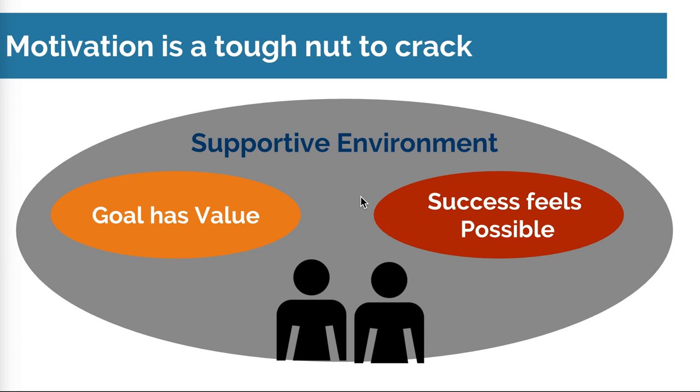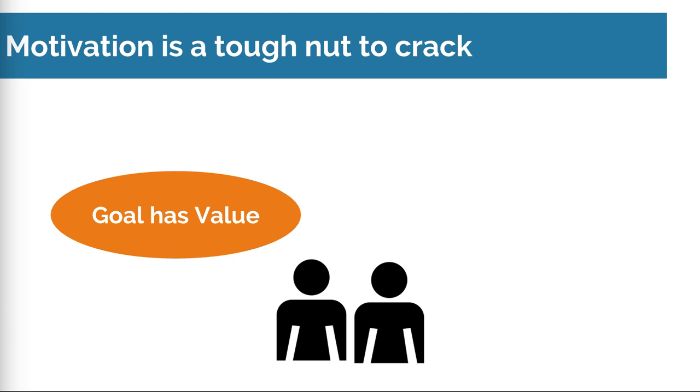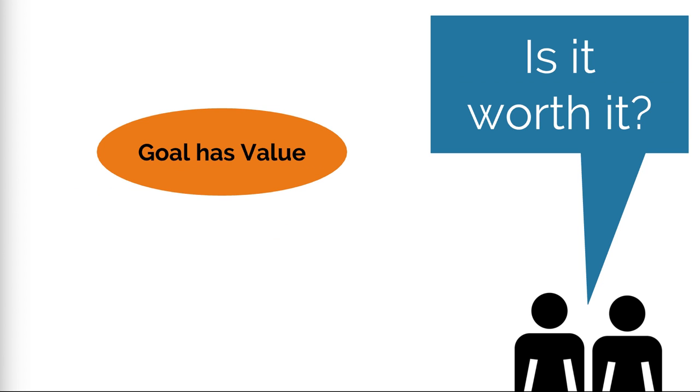We ended the first section by looking at this framework that we can look at to kind of diagnose some motivation problems and hopefully look at some strategies for improvement. The first part that we're going to look at here is the fact that a goal has value. Now, what does this mean? In this case, students are asking, is it worth it? Is this goal worth my time, my energy, my resources? Let's break this down a little bit.